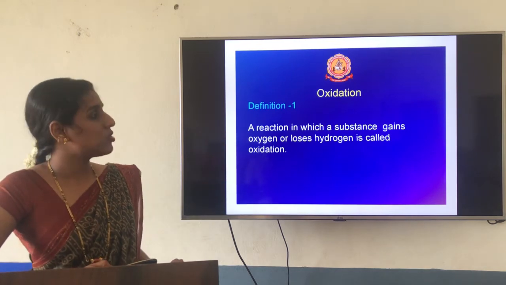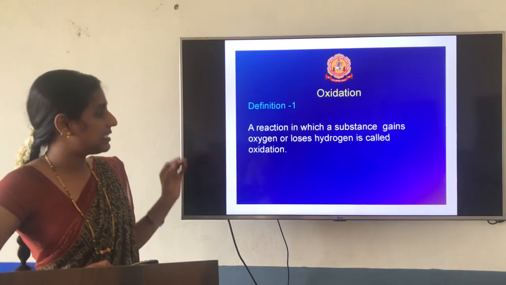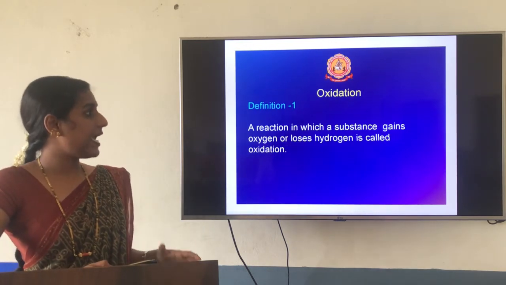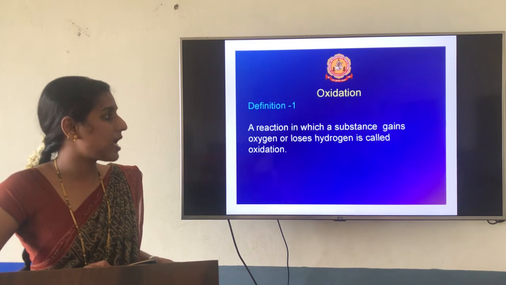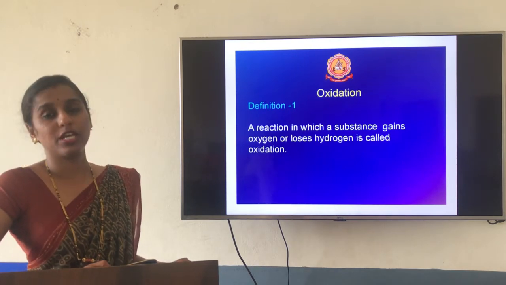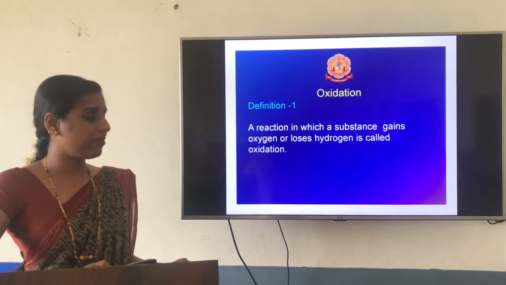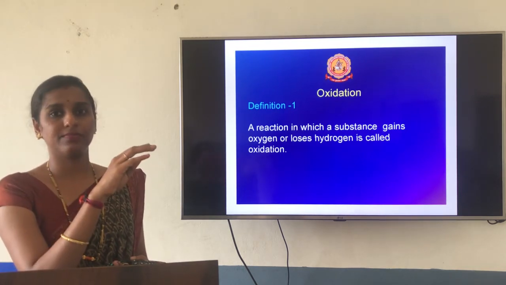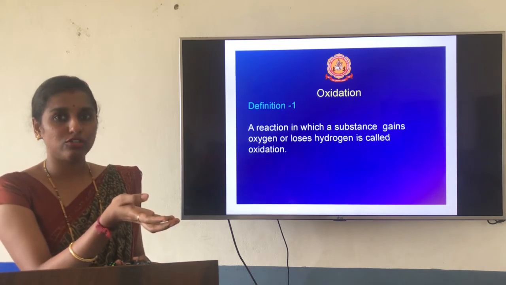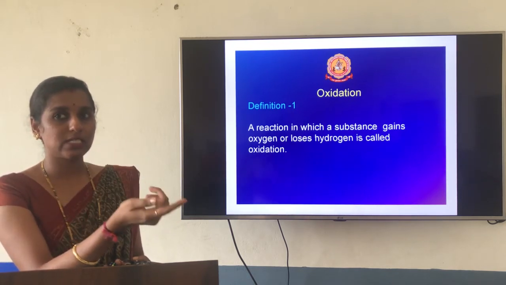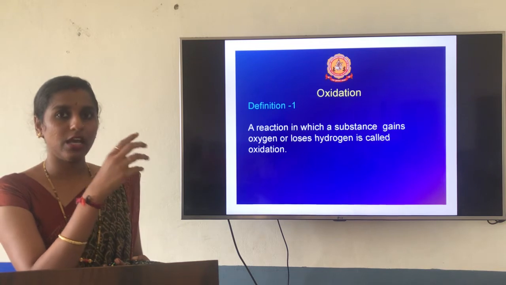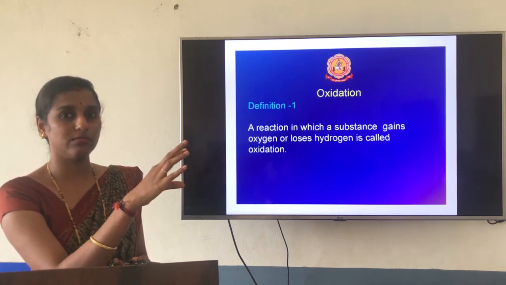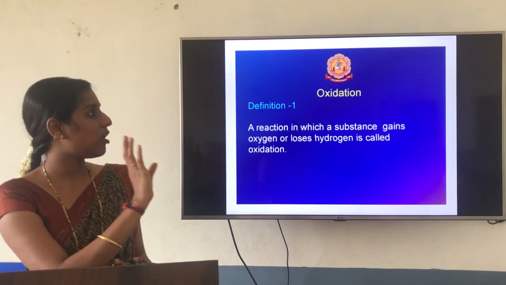Oxidation. Okay, so what is meant by oxidation? It says it is a reaction in which a substance gains oxygen as well as loses hydrogen. You have already learned, oxidation is nothing but addition of oxygen or removal of hydrogen. So if any one of these takes place, then you are going to call it oxidation.